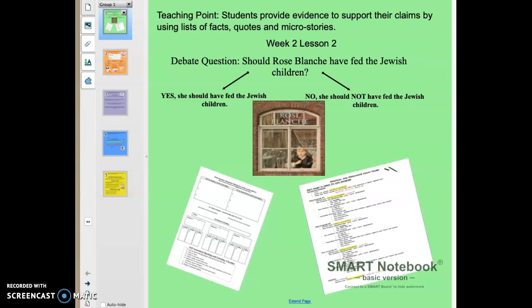Miss Curtis here. This is week 2, lesson 2, and our teaching point for today is that students provide evidence to support their claims by using lists of facts, quotes, and micro stories. I decided to use today's time to go over different types of evidence for opinion essays.